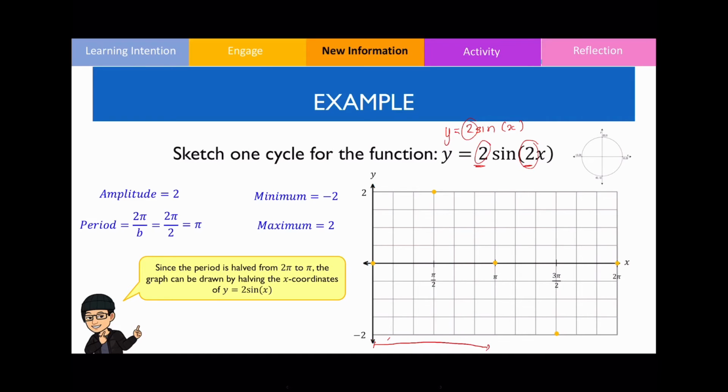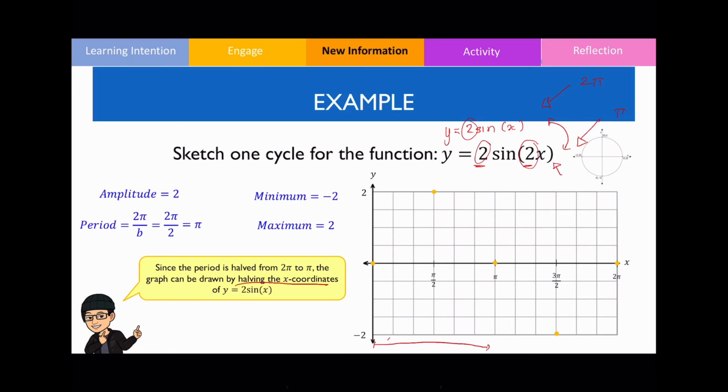But in this case, the only difference between these two equations over here was that the period for this one goes to 2 pi, whereas the period of this is pi. Now we know that the ratio between 2 pi and pi is a half. So in order for you to graph this, all you simply need to do is halve all the x coordinates to get the actual graph itself, okay?